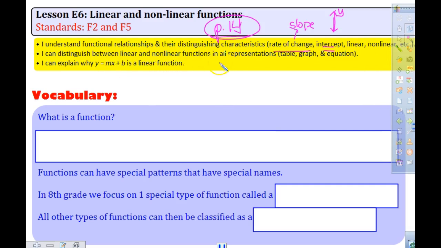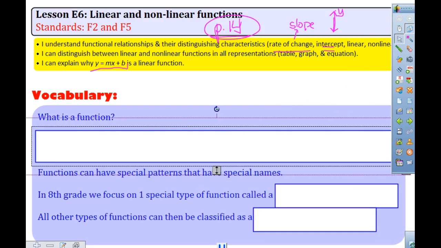And then we're going to look at some different figures of different ways that they're represented in tables, graphs, and equations. Do you recognize this form of our equation? y equals mx plus b. That was our slope-intercept form. So what is a function? Just a little bit of review.